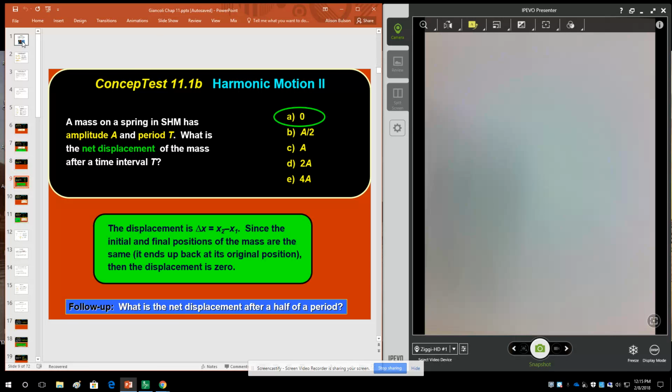The nature of harmonic motion, the nature of periodic motion, is that the object continually returns to its starting position. So net displacement is ending position minus starting position, x2 minus x1. And since this object, by definition, returns to its original position after one complete period, the net displacement is 0.